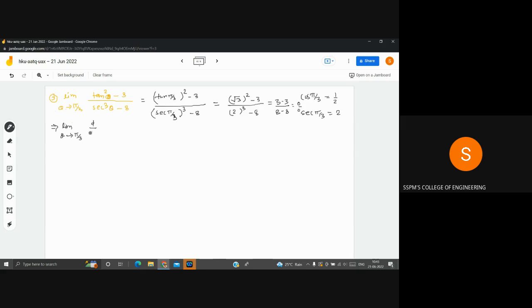So that is d by d theta of tan square theta minus 3 upon d by d theta of sec cube theta minus 8. Okay, and how to get their differential? Yes, that is equals to limit as theta tends to pi by 3.